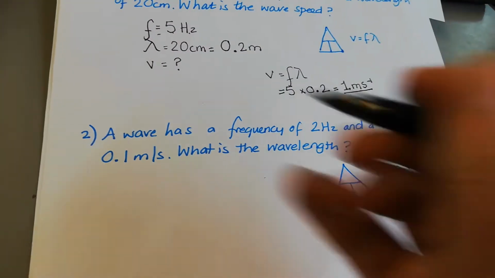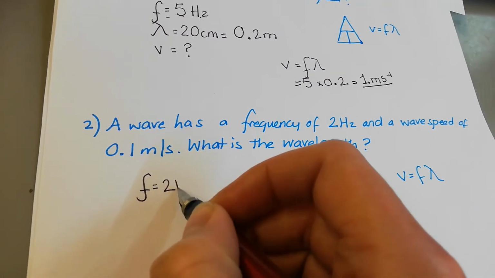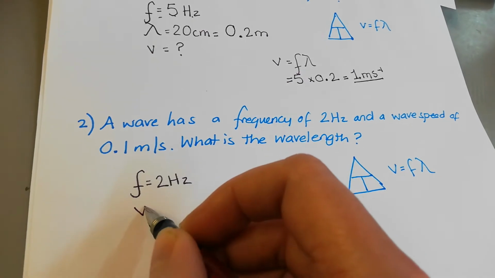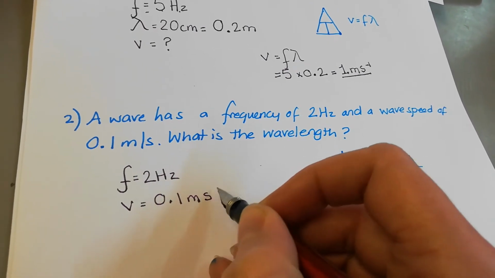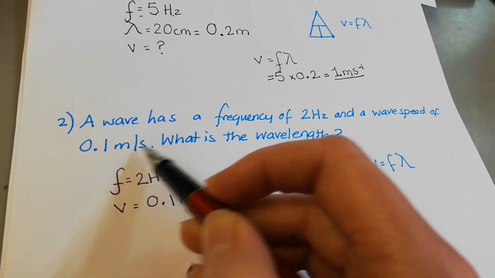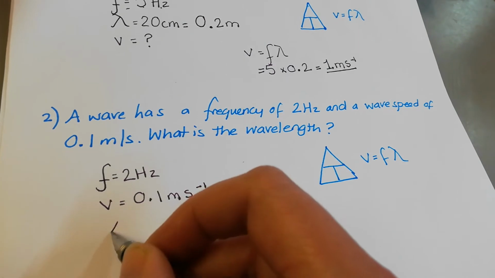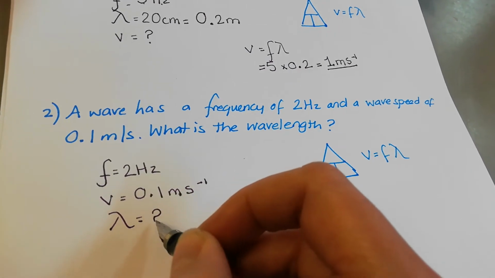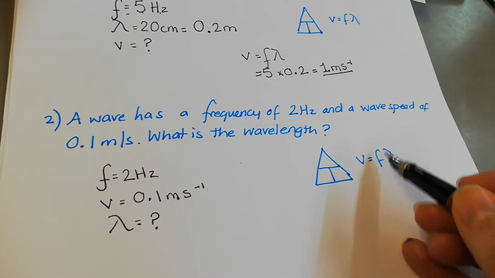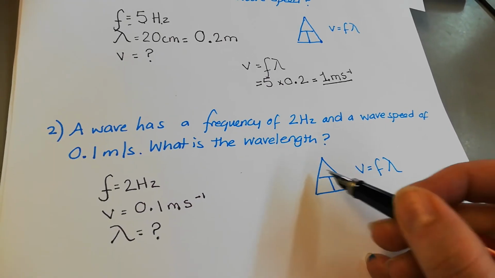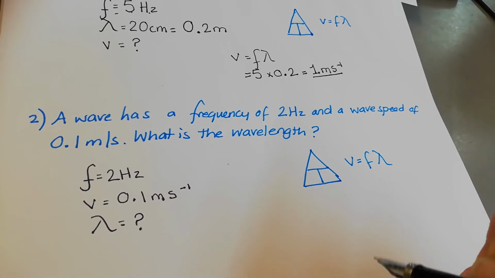Now in question 2, we have a wave with a frequency of 2 Hertz and a wave speed of 0.1 meters per second. Now I've written meters per second in the easier way there, but really we should be writing it this way. What is the wavelength? Now, are we going to need our triangle? Well, yes, we need to find wavelength. How do we put these letters into the triangle so we can rearrange the equation?